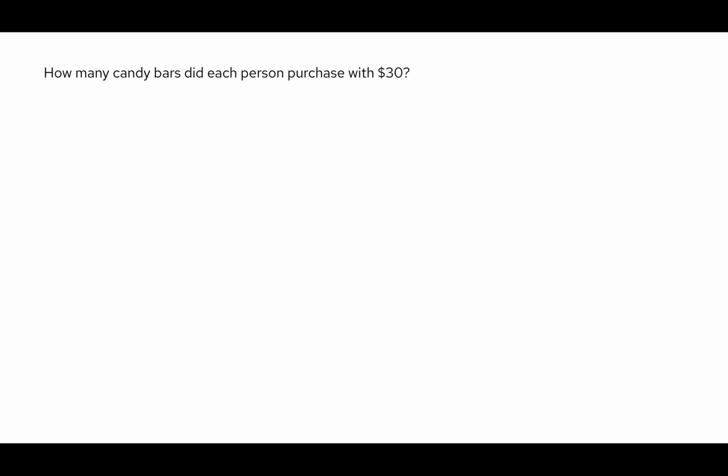Now, what if we know how much money they're spending, but we don't know how many candy bars they bought? Well, let's see how many candy bars each one could purchase with $30. Again, now 30 is the amount, which is our y. So I replace the y with 30, and Dave could buy 30 candy bars for $30. Tom is y equals 1.5x. Remember, it's $1.50 for each candy bar. We replace the y with 30, divide each side by 1.5, and Tom can only buy 20 candy bars.